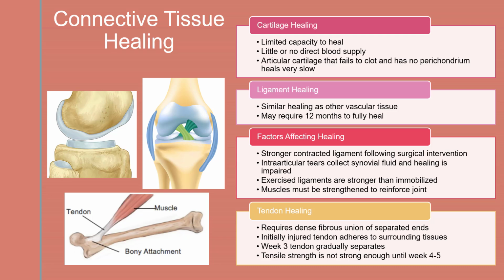Tendon healing requires dense fibrous unions that separate the ends of the tissue, the tendon, from the muscle. Initially, the injured tendon adheres to surrounding tissues. By week 3, the tendon gradually separates, and the tensile strength is not strong enough to create a muscle contraction, usually until week 4 or 5.